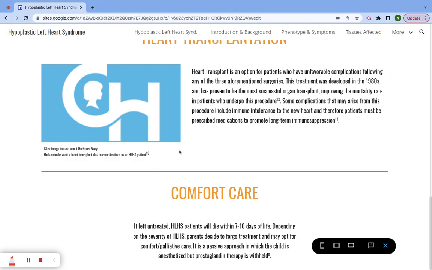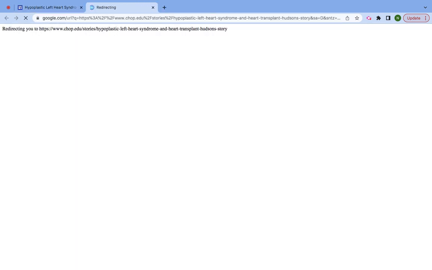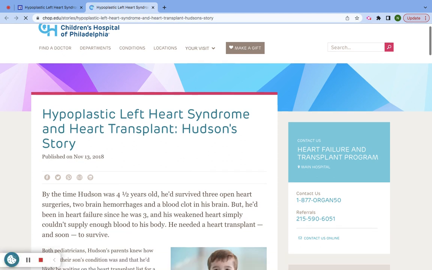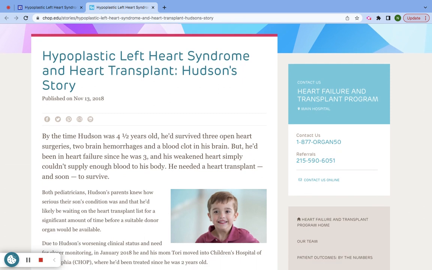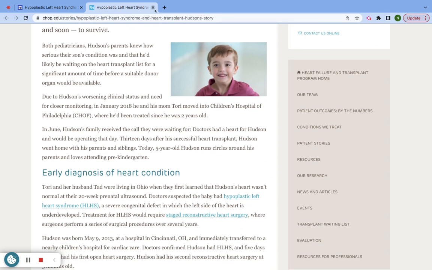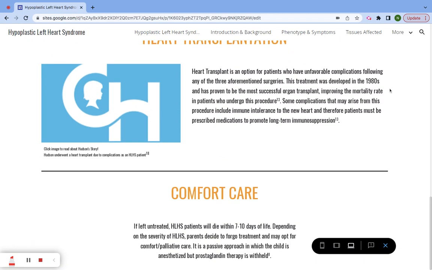And here, instead of choosing an image of a heart transplant, I chose to include this link, which goes to the story of a child named Hudson who had undergone all of the 3 palliative surgeries and then resulted in needing a heart transplant later on due to multiple complications. And I liked including this just because I feel like it gave us the patient's point of view and a story other than focusing on genetics. Although it is very interesting, we kind of get to see a more personal point of view right here.